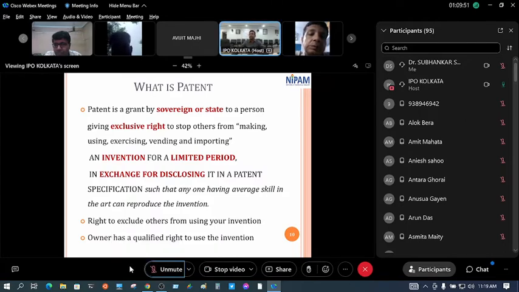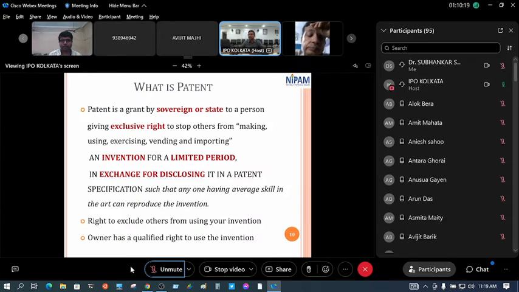So basically, if some inventor invented something, what will he do? He will go to the patent office and he will show what he has invented in a complete specification. And the patent office, by seeing his complete specification, gives him an exclusive right. This exclusive right will stop others from making, using, exercising, vending and importing that invention, and the patent holder will have an exclusive right.